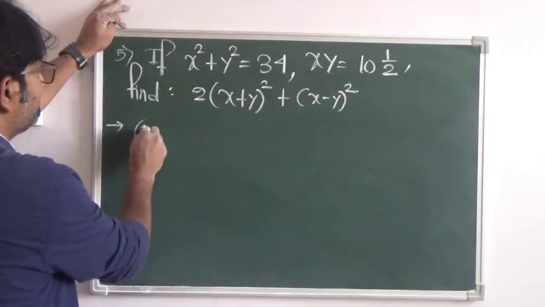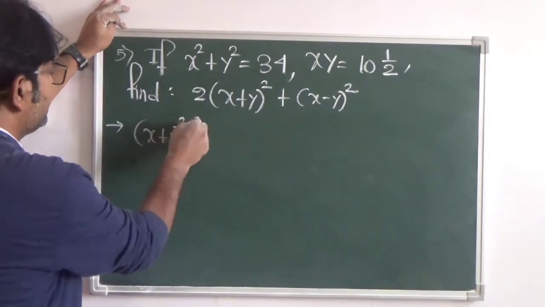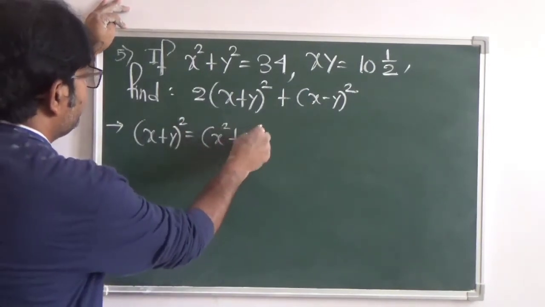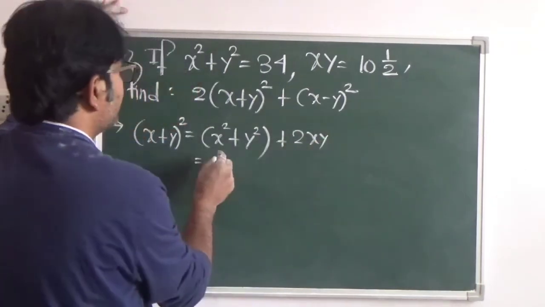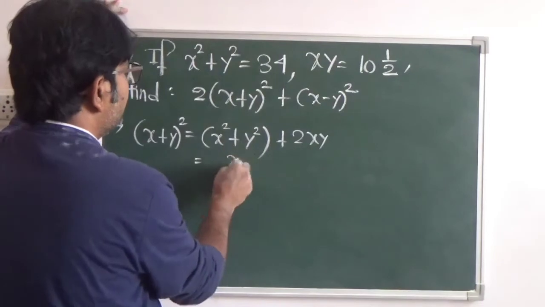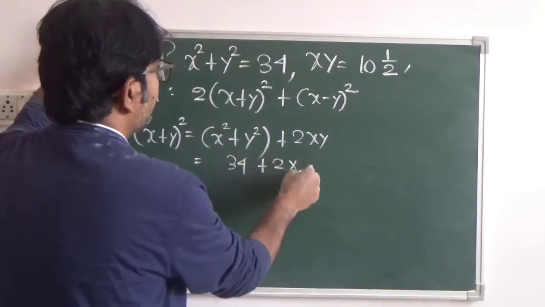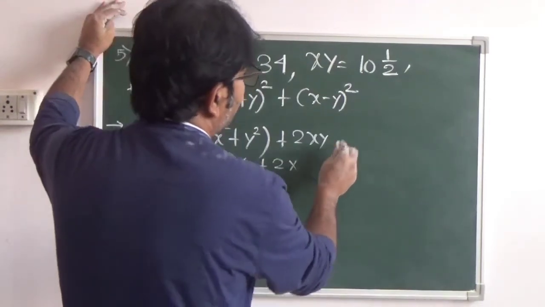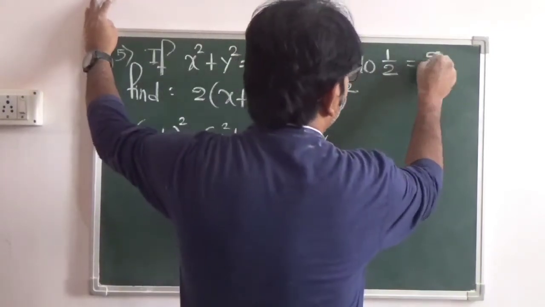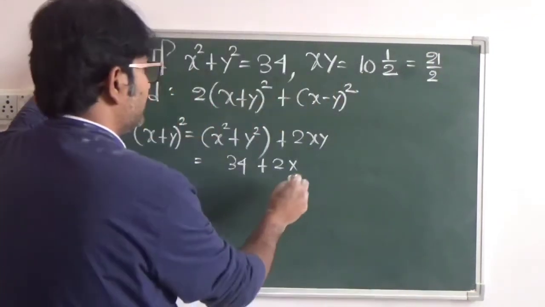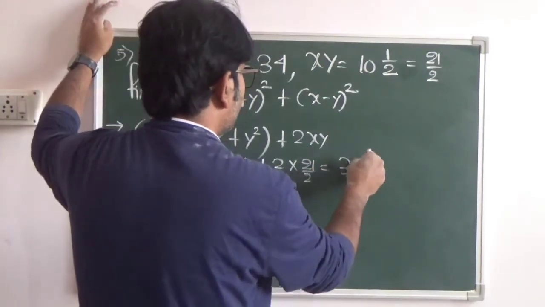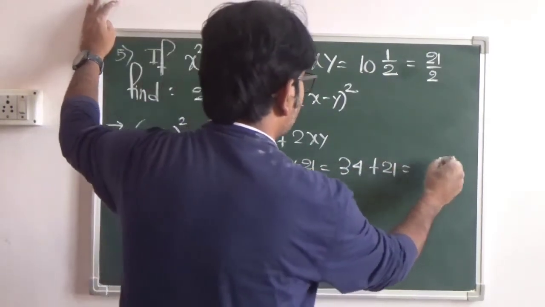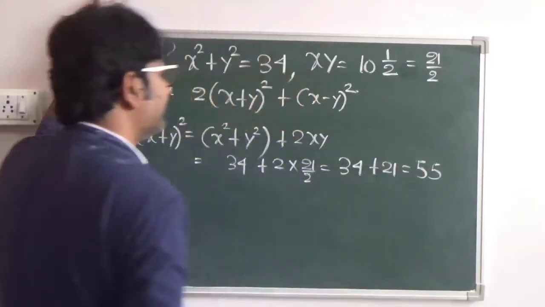So let us first start with x plus y whole square is x square plus y square plus 2xy. So this comes to 34 plus 2 into 21 by 2. 2 into 21 by 2. So this is coming to 34 plus 21. That is 55.